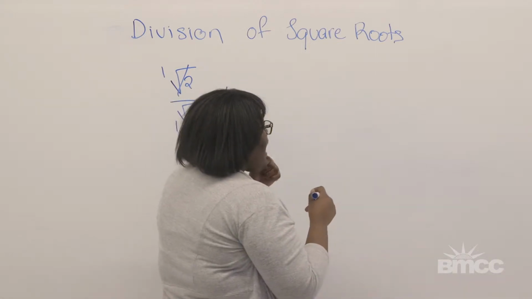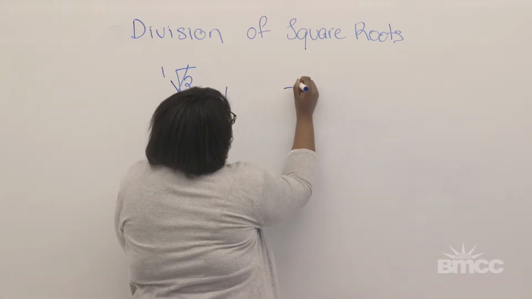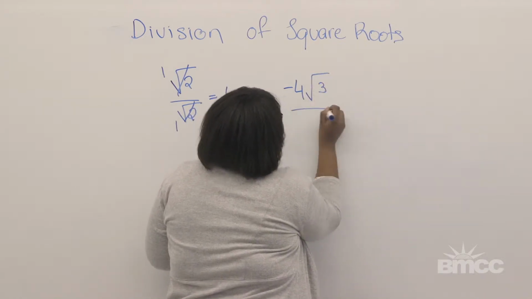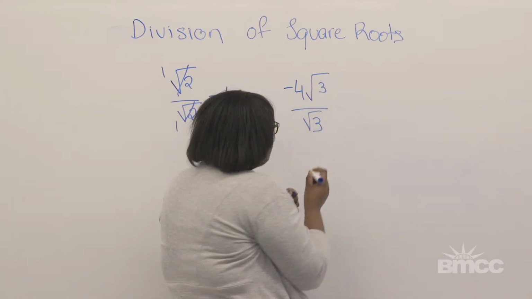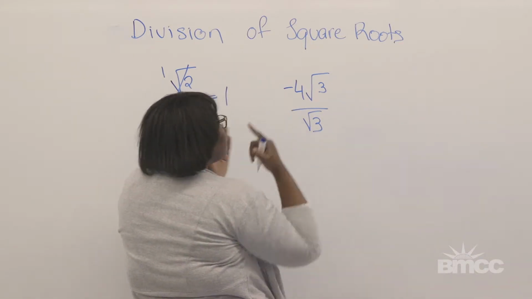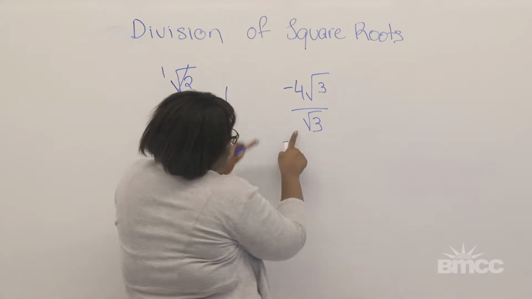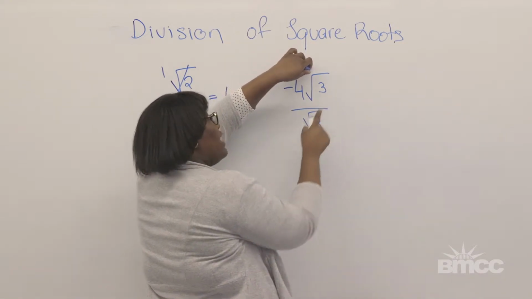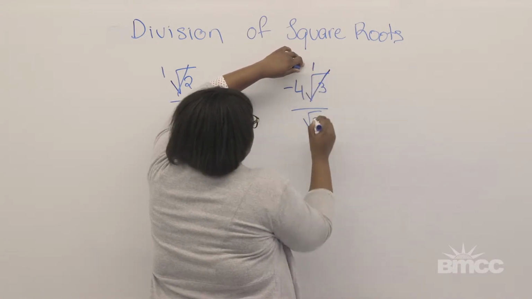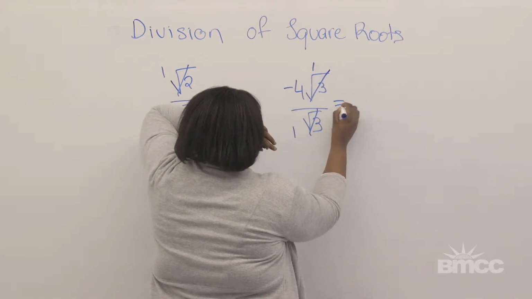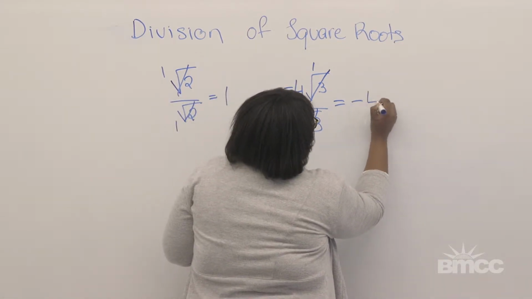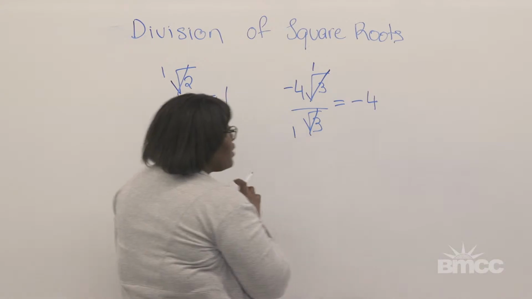Now, if we were to have negative 4 times the square root of 3 over the square root of 3. Here, we have a negative 4 in front of it, but that doesn't really matter because we have a square root of 3 on the top and on the bottom. So we can still cancel them out. So we have 1 here and 1. There's going to be negative 4 times 1 over 1, which will just give us negative 4.